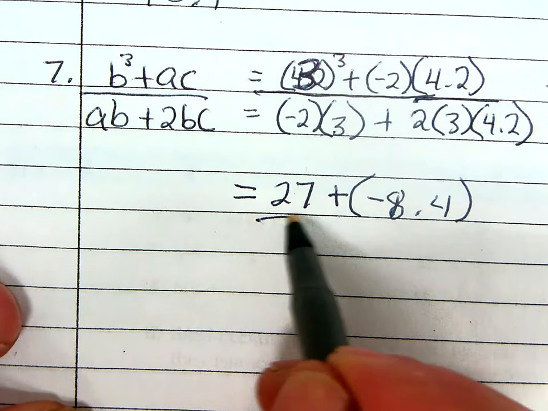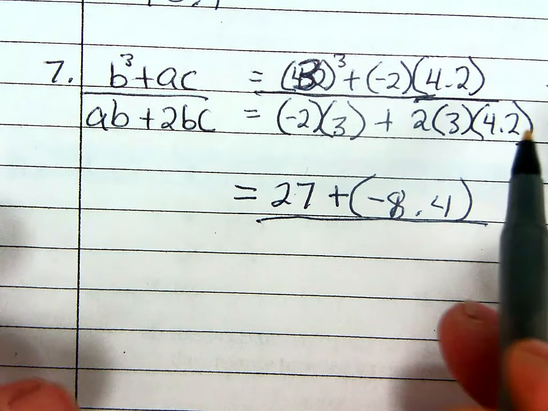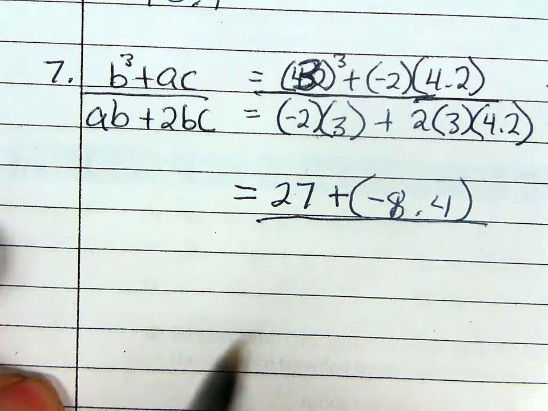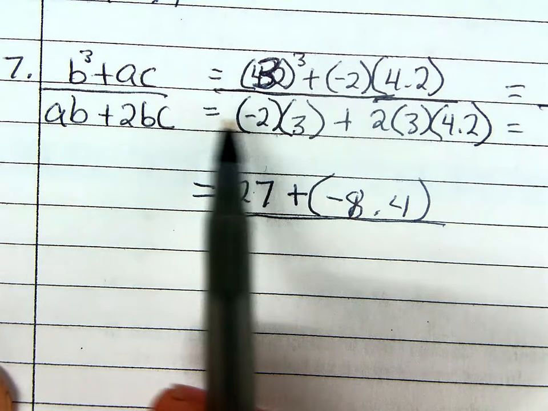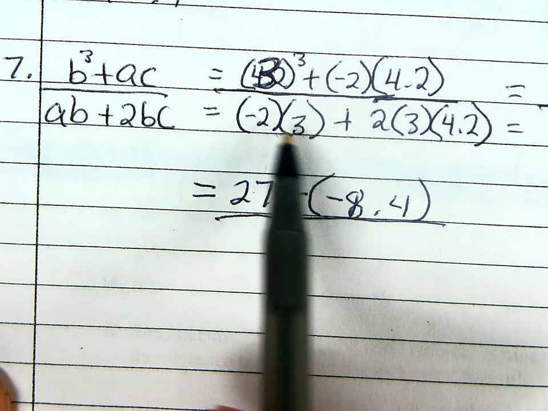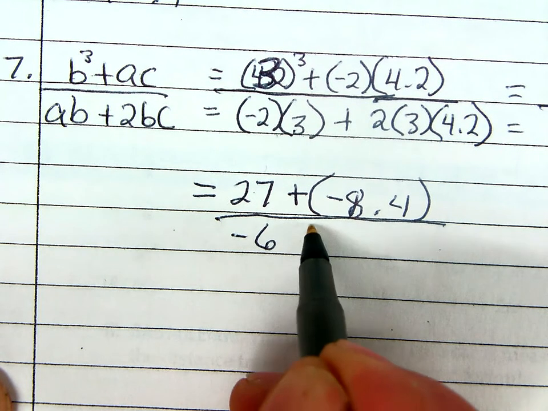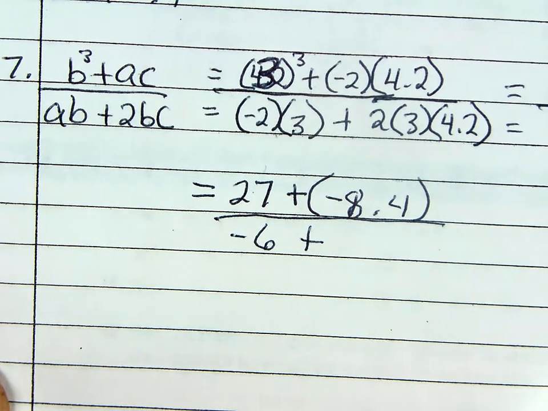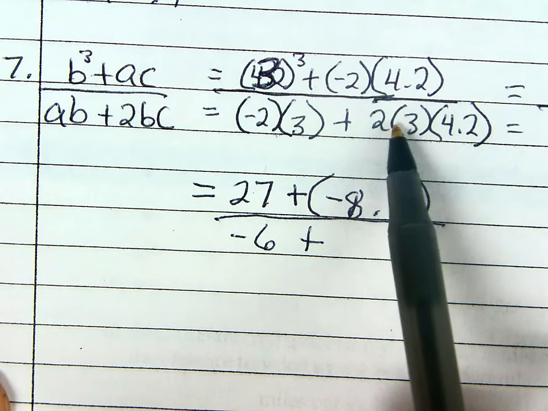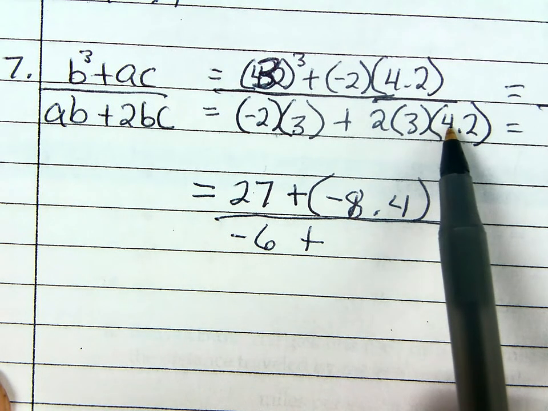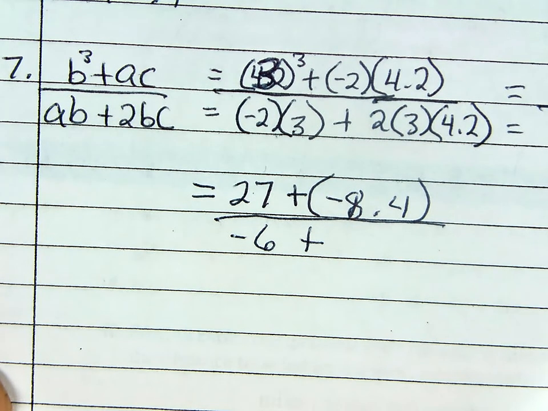Then on the bottom, I've got multiplication, addition, multiply, multiply. So the multiplication comes first. Negative 2 times 3 is negative 6 plus 2 times 3 is 6 times 4.2, 25.2.